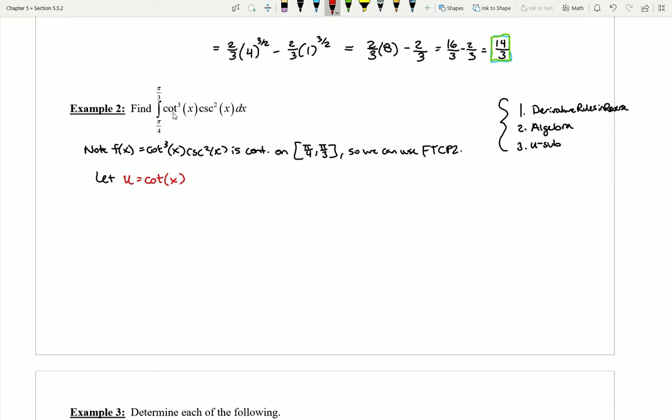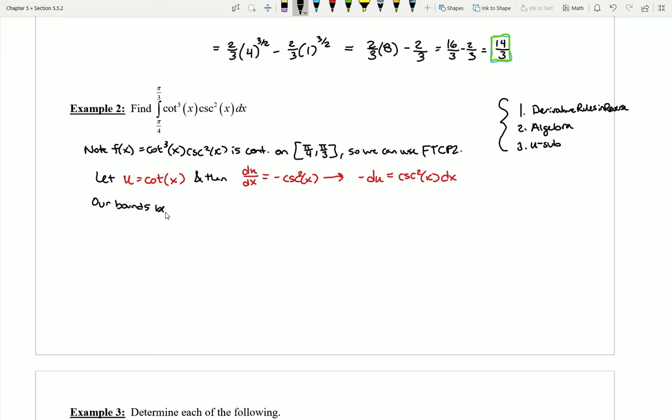And the reason that I like this substitution is because if I then calculate the derivative, du dx, that would be equal to a negative cosecant squared. And so, with a little bit of rewriting, I can get that negative du should be equal to the cosecant squared of x dx. So I can effectively replace everything at the back as well as what I have in the front. Now I have to remember that I also need to change the bounds.